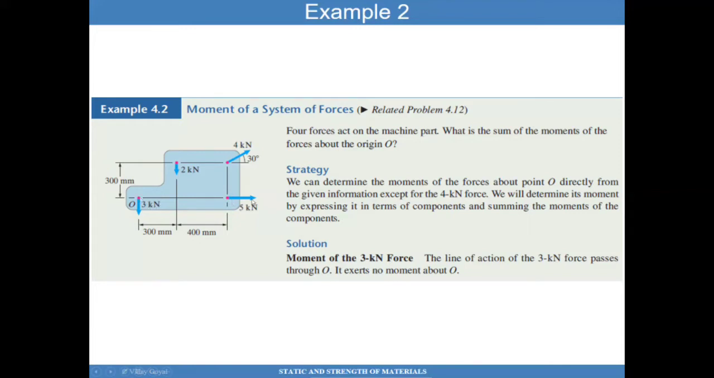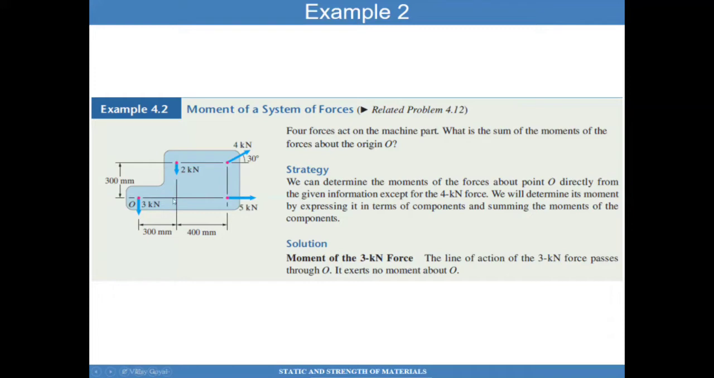The 5 kilonewton force also causes zero moment about O because it passes through the line of action where the moment will be calculated. The 2 kilonewton force is pointed downwards, and you can see here that the distance is 300 millimeters away from point O. And so that moment caused by this force going downwards is 2 kilonewtons times 300 millimeters.